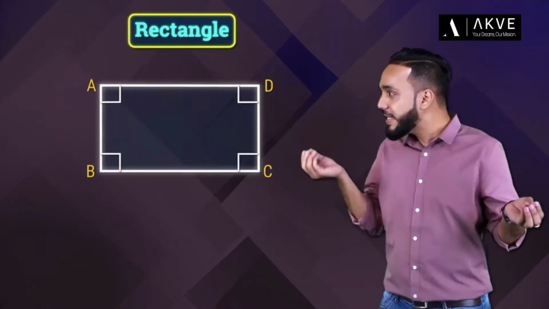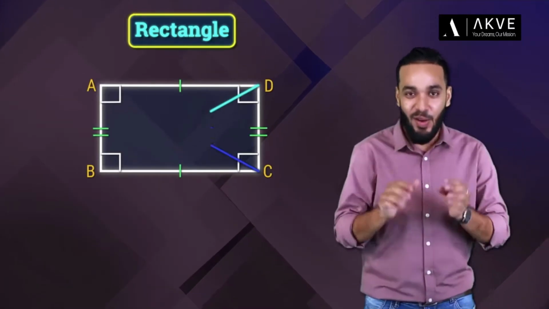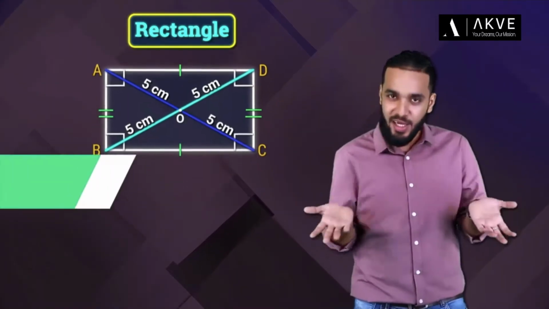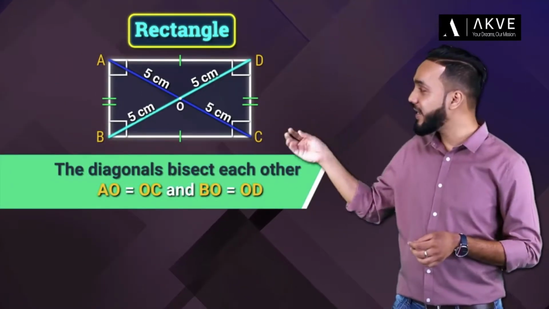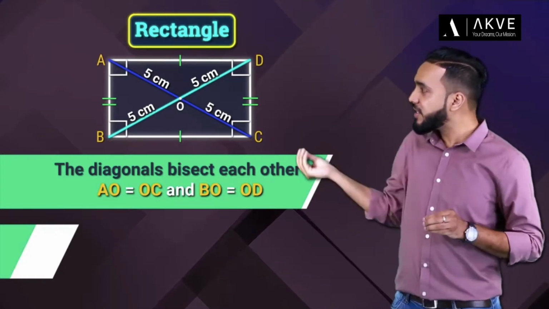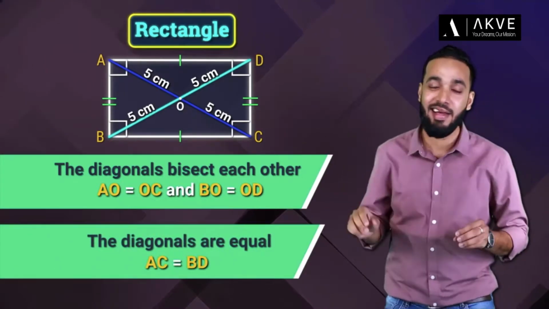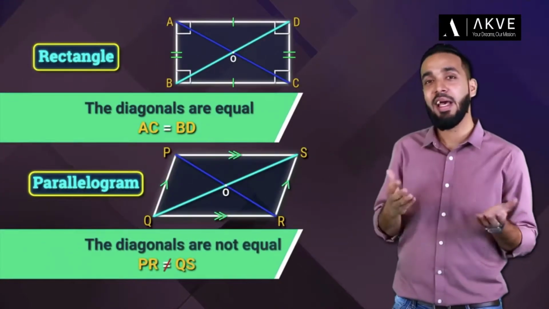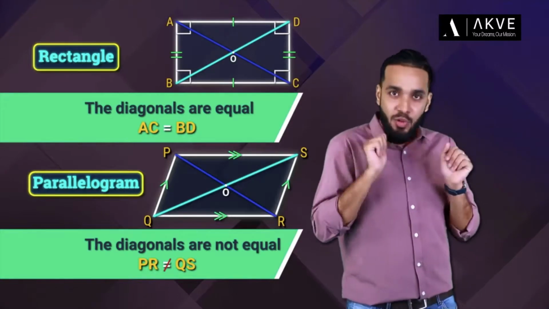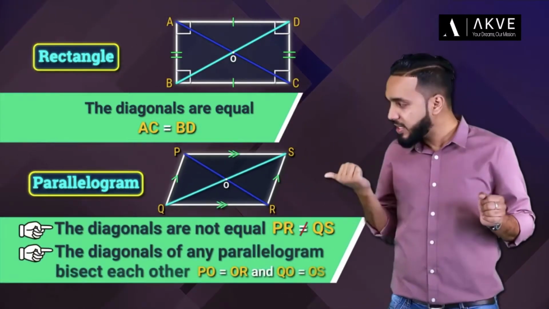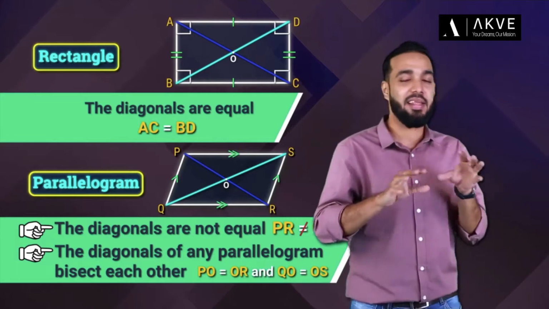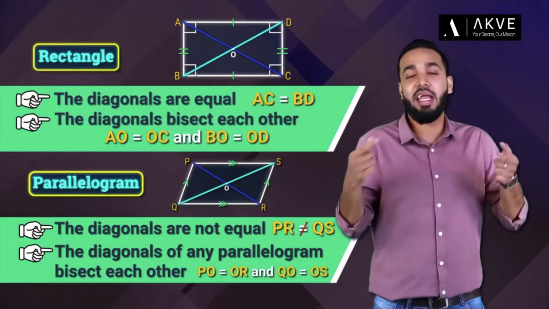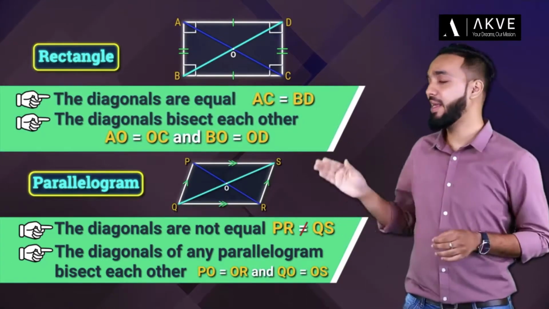Now, a rectangle is also a parallelogram, right? So on measuring the diagonals and then checking for the midpoints, we see that here too the diagonals bisect each other. Additionally, the diagonals are also equal. This is in fact a differentiating factor between rectangles and general parallelograms. We see that in a general parallelogram, the diagonals bisect each other, but they are not equal. However, in a rectangle, the diagonals are equal and they bisect each other.